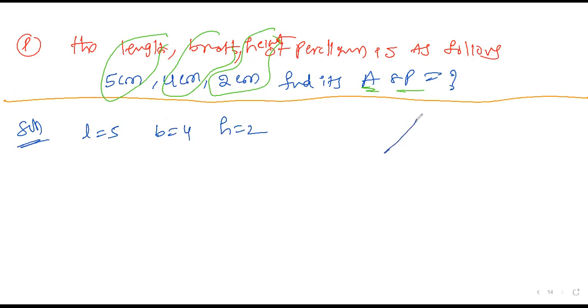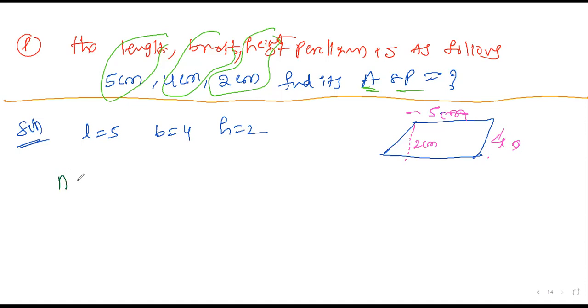Then immediately, being a student, please draw the diagram, so that the faculty understand very clearly. Then write all that they mentioned: it is 5, it is 4, this is the height, this is 2 centimeters. Clear? Now you are very punctual with the formulas. Now let us start working.